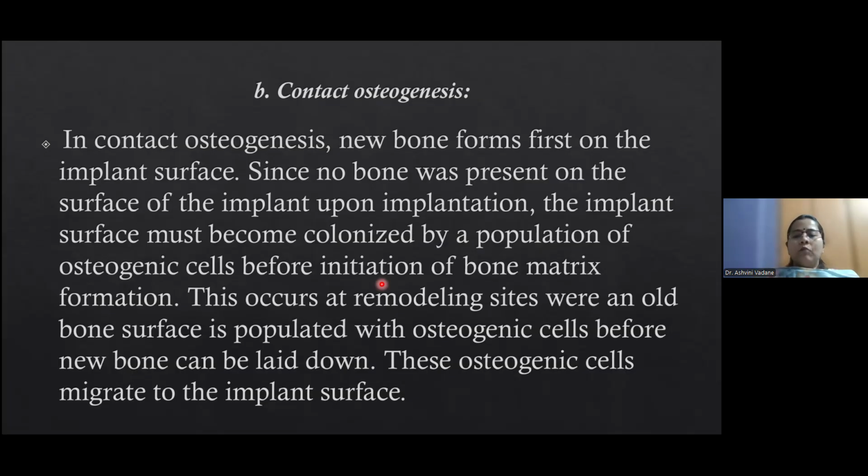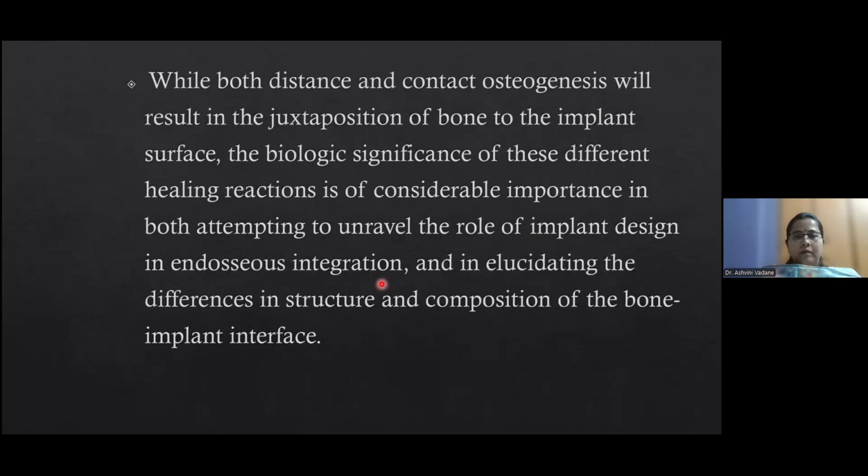This occurs at the remodeling sites, where an old bone surface is populated with osteogenic cells before new bone can be laid down. These osteogenic cells migrate to the implant surface. So, as in this second type, there is contact between the bone cells and the implant. It is the contact osteogenesis. Both distance and contact osteogenesis result in the juxtaposition of bone to the implant surface.